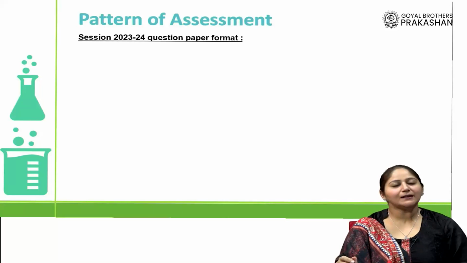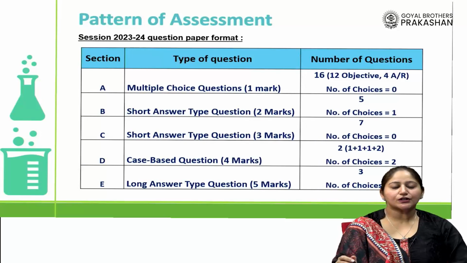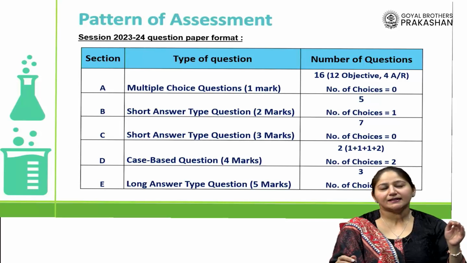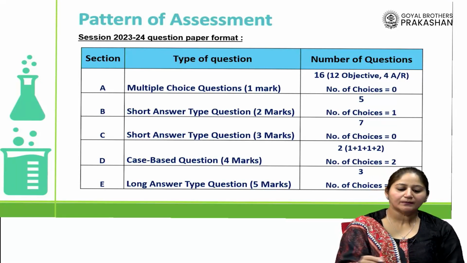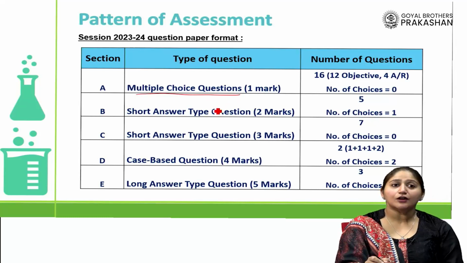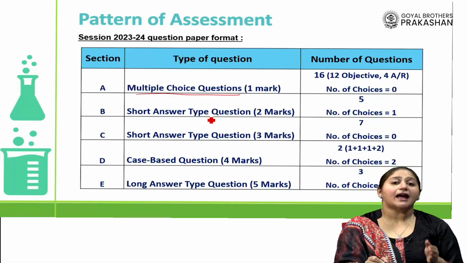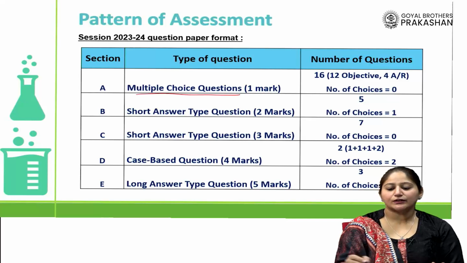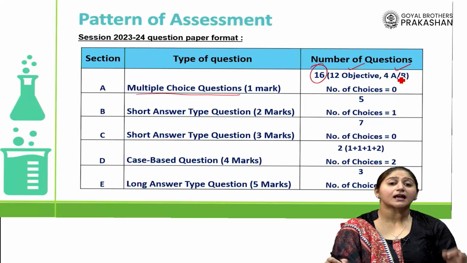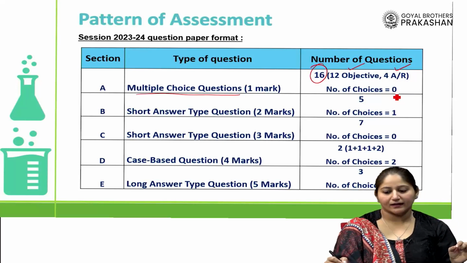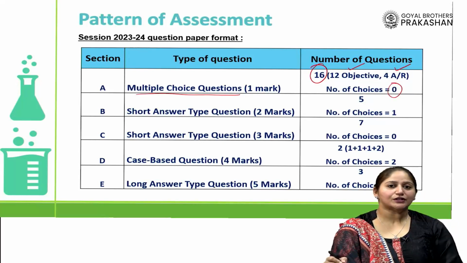Now let's talk about the pattern of assessment. So children, as per the CBSE sample paper, you will find that there are 5 sections. The first section belongs to multiple choice questions, where there will be objective questions as well as assertion reason. There are a total of 16 questions, out of which 12 are one option questions, that is objective questions, and 4 assertion reason questions. There is no choice given in the multiple choice questions, that is 1 marker.